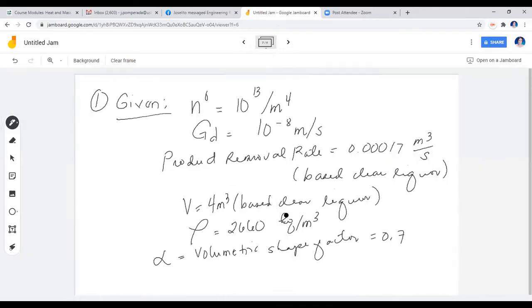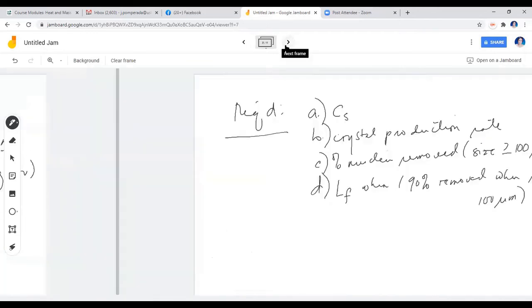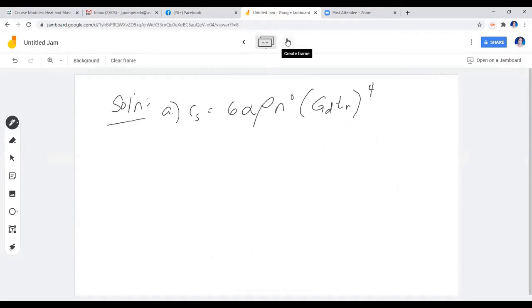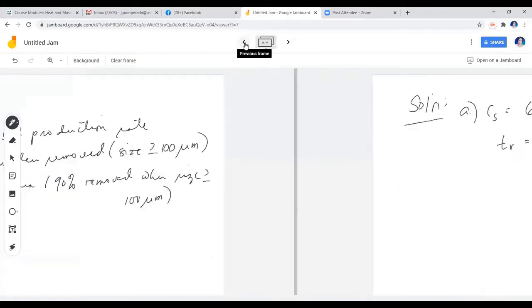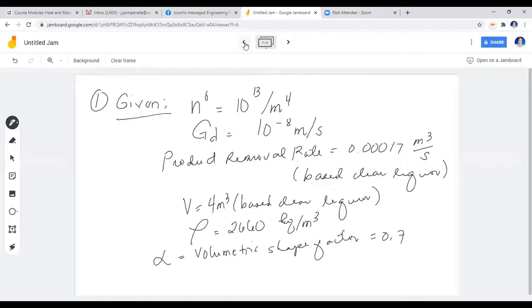So if you look at what is provided for us, we don't have the drawdown time. We only have the nucleation rate, the growth rate, the product removal, the volume, the density, and the volumetric shape factor. So for us to be able to determine the solid content, and that is the C sub S, we need to determine the drawdown time. So your drawdown time, of course, should be easily determined based on what you are provided here, or you are to look for a way to find the time based on what's provided in the given.